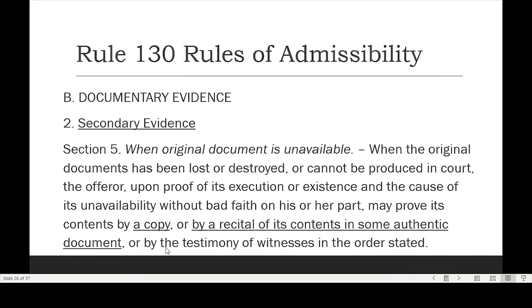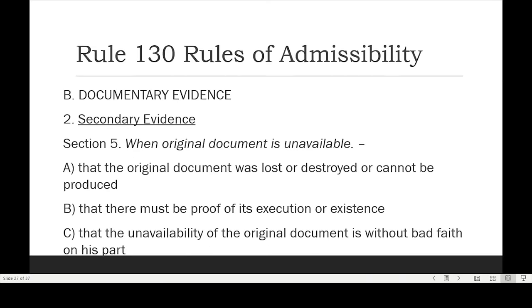So, hindi pwede na mag-present ka kaagad automatically ng testimony of witnesses as a secondary evidence if merong copy ng original document. Okay? Hindi pwede. Before ka maka-present ng testimony of witnesses as secondary evidence of the original, dapat wala rin ang copy and wala rin recital of its content in some authentic document. Okay? In this order stated, priority ang copy and then second priority ang recital of contents and third priority ang testimony of witnesses. Okay? So that is section 5.